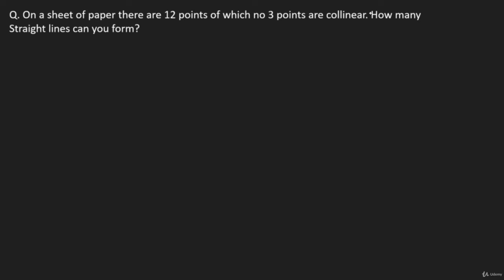In this case, an interesting thing to note is, when do we say that points are collinear? It means that they are on the same line. So if I have a straight line over here, and if I take 3 points on this straight line, let this be point A, B and C, then we can say that these 3 points are collinear. Alright, now over here we have 12 points and it is mentioned that no 3 points are collinear.